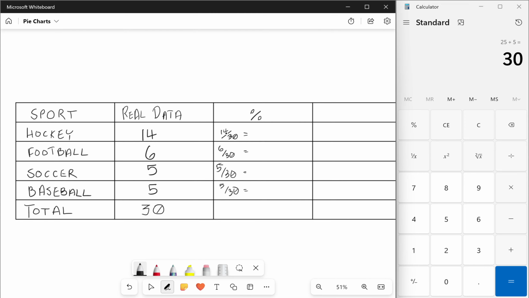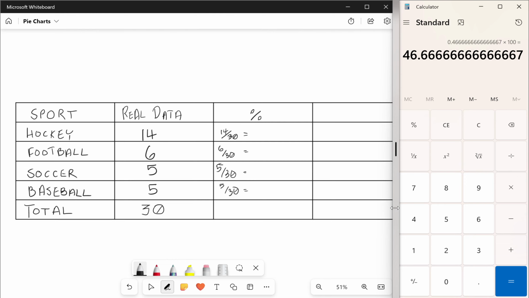But we know how to turn a fraction into a percentage. We take the numerator, divide it by the denominator, and multiply it by 100. So here I'm going to do 14 divided by 30 times 100. This is going to give me 46.6%. We're going to round it to the nearest percent. So 47%. So what this is telling me is that 47% of the students that we surveyed liked hockey best. Let's see how many liked football best.